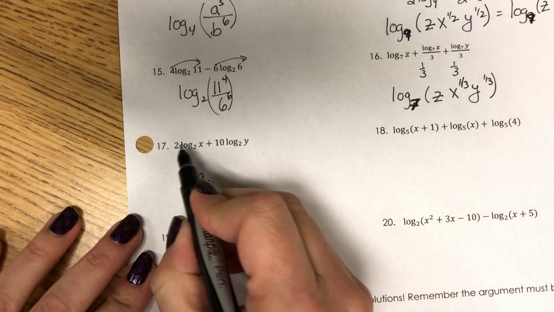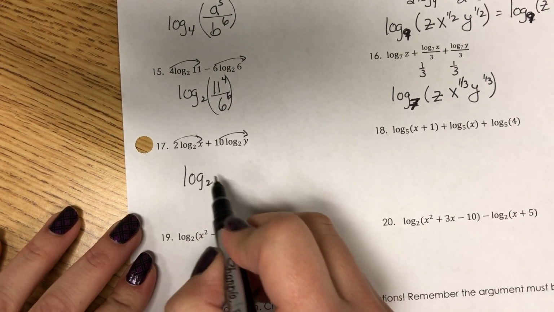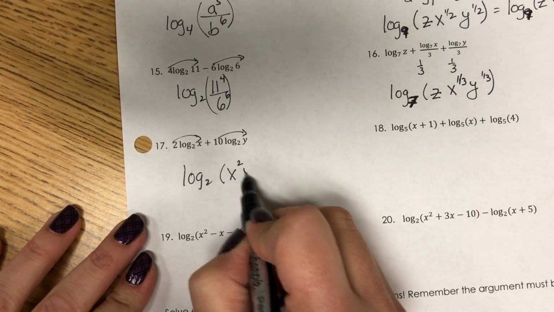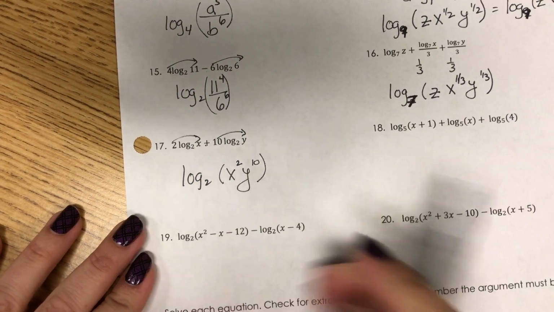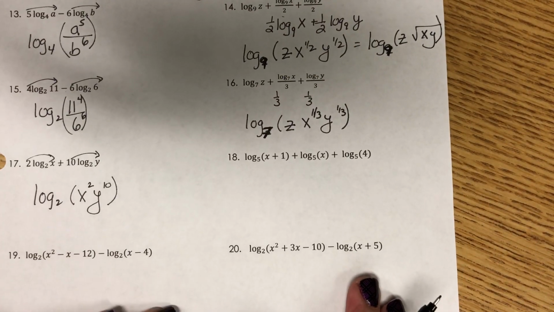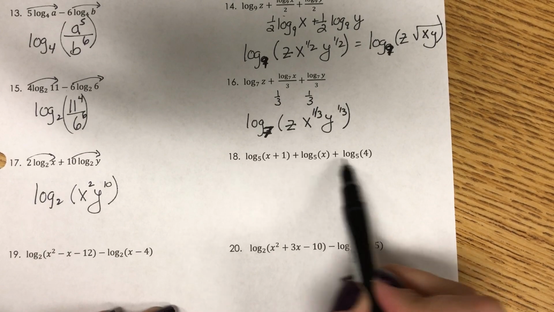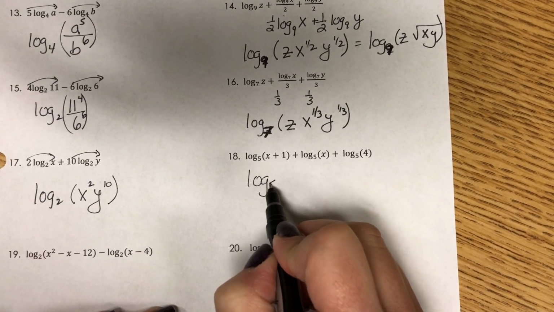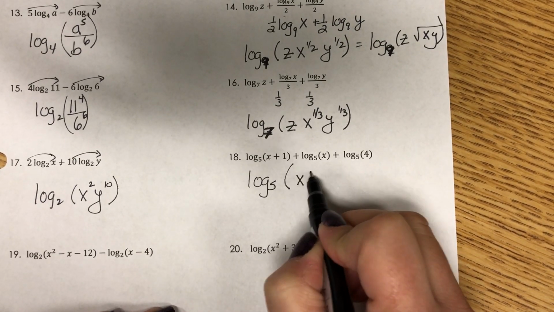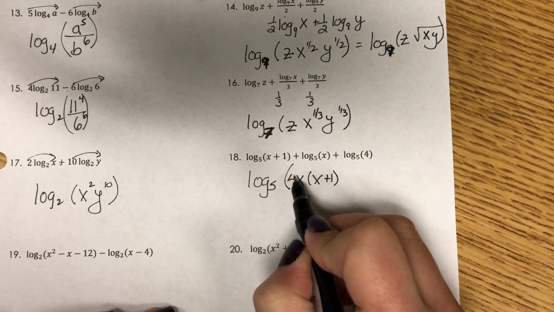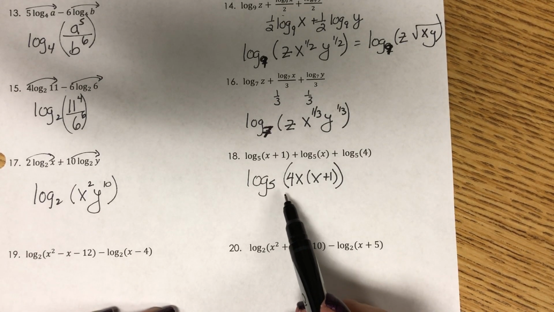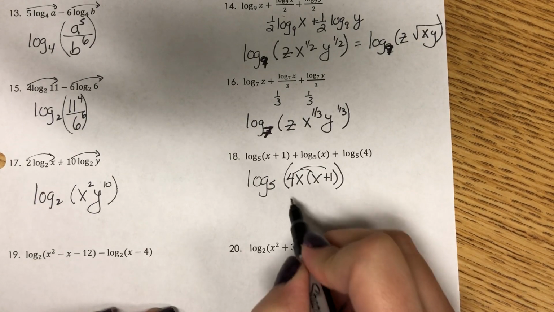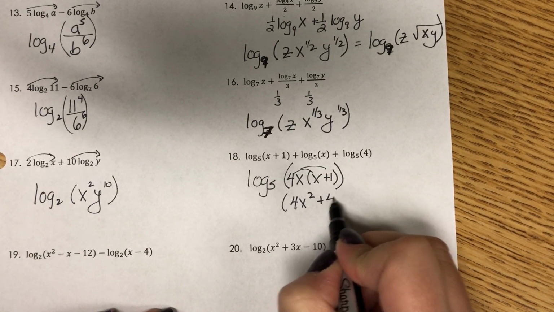This is log base 2 of x squared y to the 10th. Adding made these multiply. All adding, so it's all going to be multiplied. x times x plus 1 times 4. It really doesn't matter the order that you multiply those arguments in. I just think it looks nicer with the coefficient of 4 in the front. You could distribute that and make it 4x squared plus 4x.